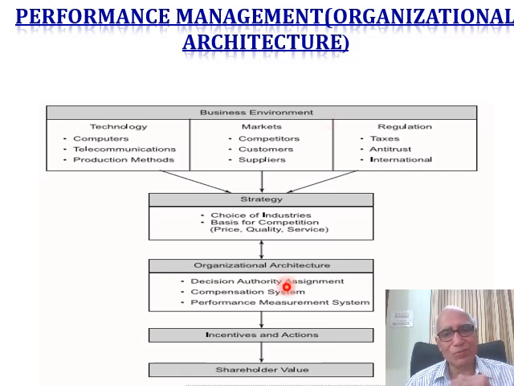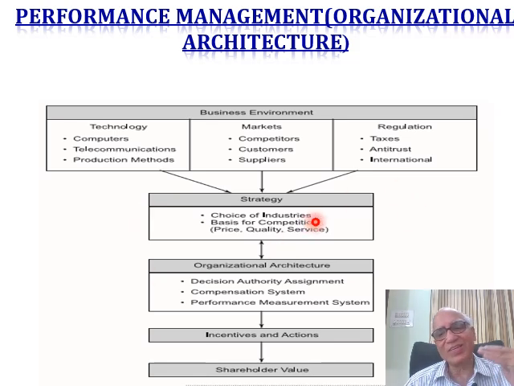Organizational architecture or performance management system has an important bearing on managerial incentives and actions, which have a significant impact on shareholder value. So we can look at the firm in terms of a diagram like this. There is a business environment in which the firm operates. The three ingredients of the business environment are technology, markets, and regulation. This business environment has a very important bearing on strategy formulation.